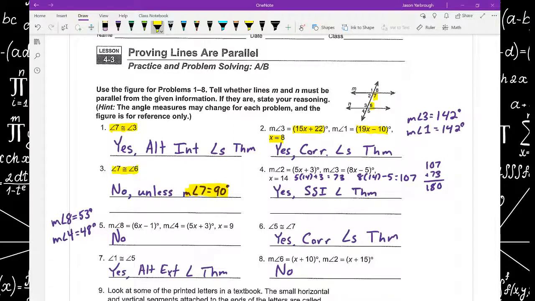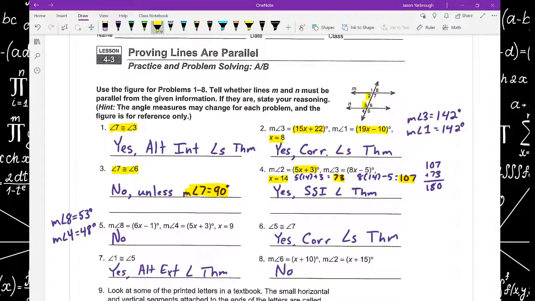On number 4, we're going to plug in 14 to both of these equations. When we plug in 14 to both of them, we get that measure of angle 2 is 73 degrees, and measure of angle 3 is 107 degrees. So let's look at where those angles lie on this. Angle 2 is here, angle 3 is here. Those are also same side interior angles. Same side interior angles have to add up to 180 for the lines to be parallel. 73 plus 107 is 180 degrees. So yes, those would prove that the lines are parallel by the same side interior angles theorem.